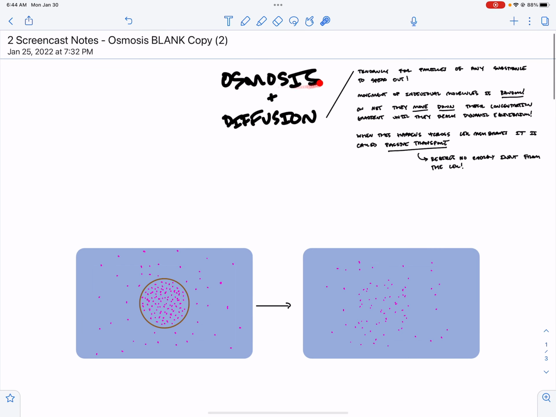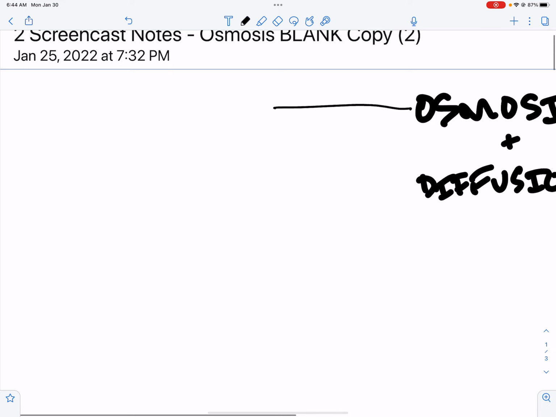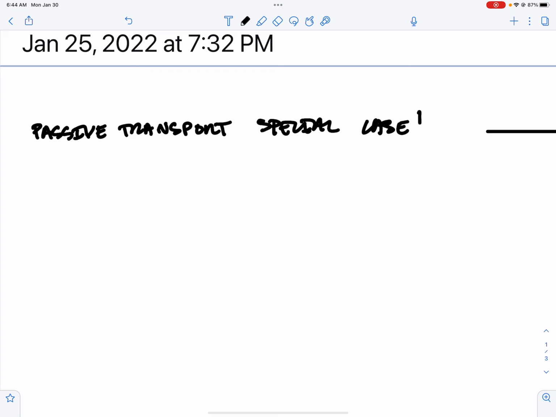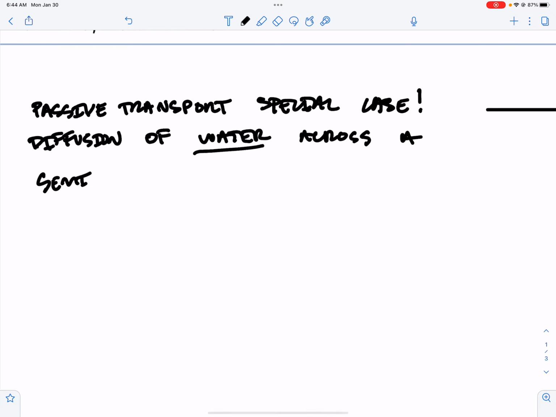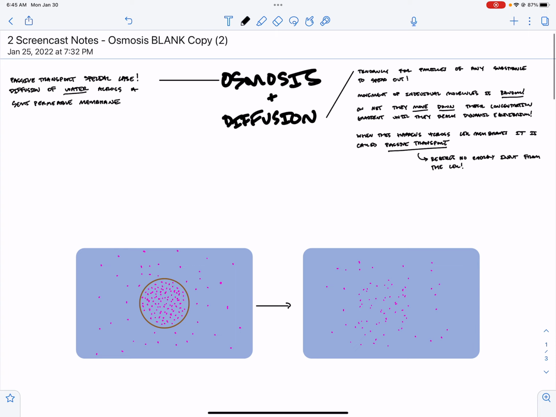And now this brings me to osmosis, because osmosis is just a very particular type of passive transport. It is specifically the passive transport, special case, diffusion of water across a semi-permeable membrane. Okay, so this was a lot of writing. Let's get down to some examples.